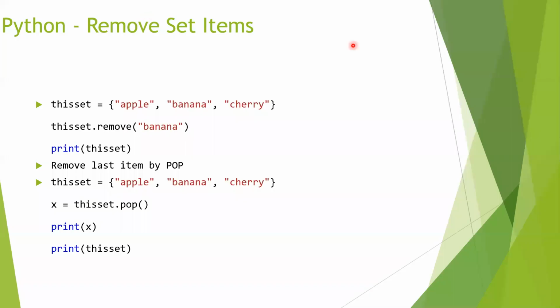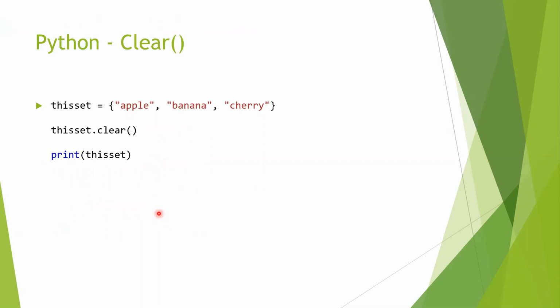If you want to remove the last item, you can use the pop command. So dot pop you can use. Now clear means it will clear the whole set. Okay, there will be nothing in that. Same function with delete. Okay, if you delete this, then all the set items will be deleted.